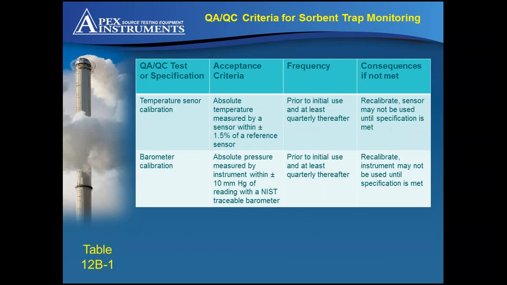Barometer and temperature are pretty straightforward. Again, the temperature sensor, we're looking at plus or minus 1.5% of your reference, and your barometer within 10 millimeters of your reference device. Both of these are provided in the audit kit, and as I said earlier, they need to be sent back. The barometer would need annual calibration, and the temperature sensor, we recommend replacement every year.